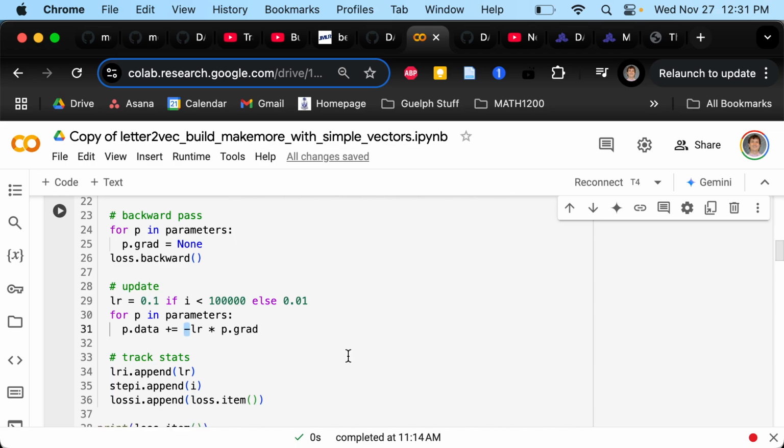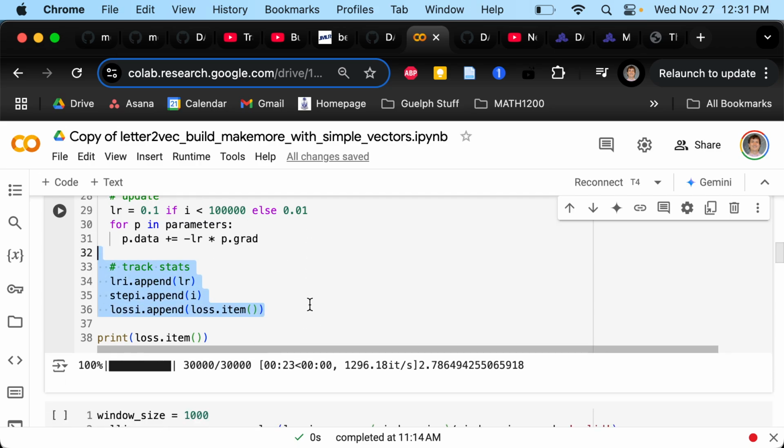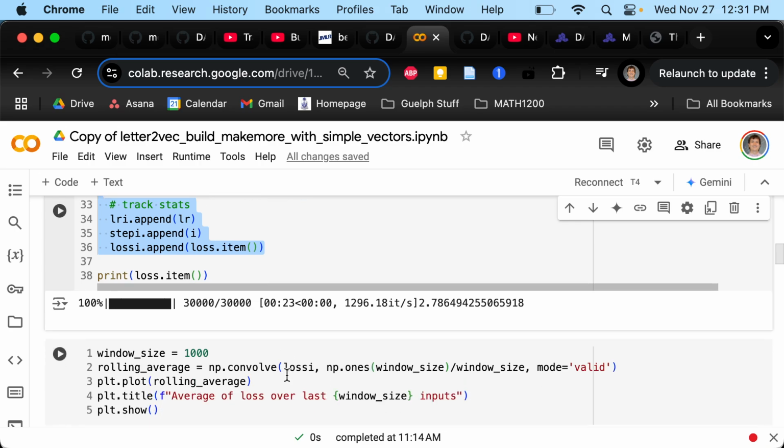Okay, then we write down what we did. So we write down our scores, and then we do it. And I ran it this morning. It took 23 seconds.